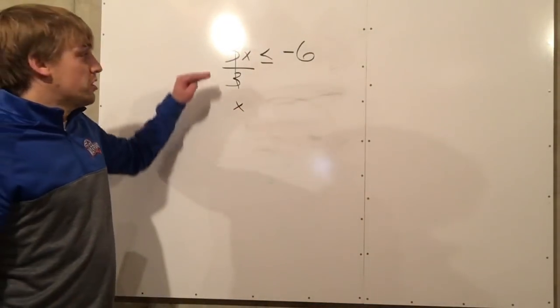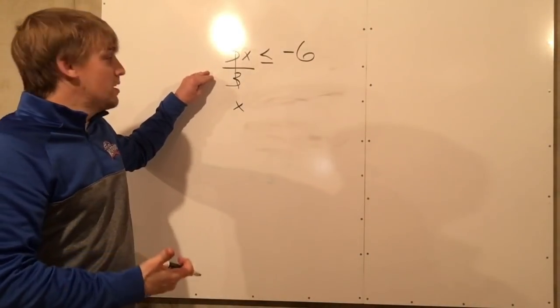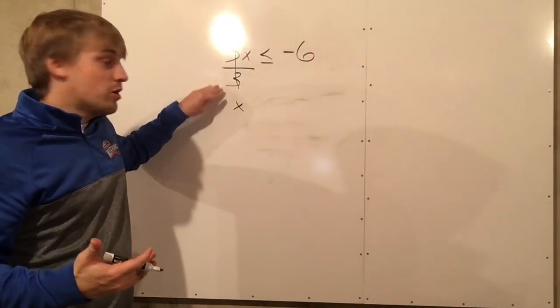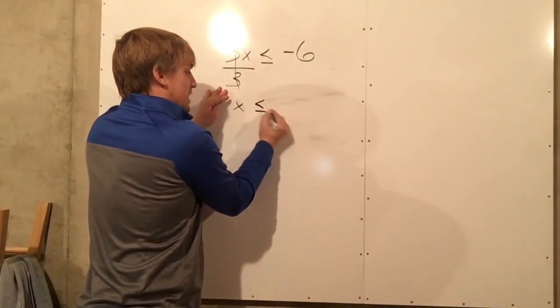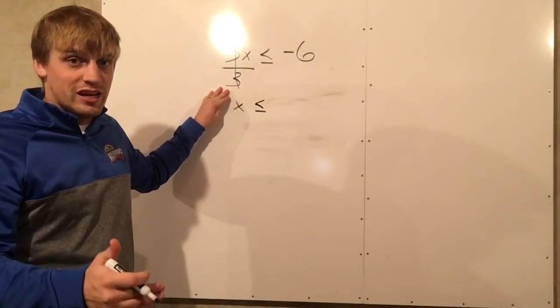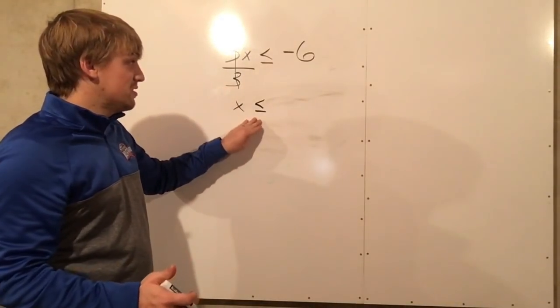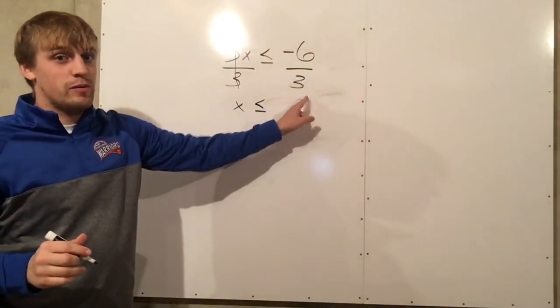Okay, we are dividing, now this is where you ask yourself, are you dividing by a negative number? We are not dividing by a negative number. So this is going to stay the same because we're not dividing or multiplying by a negative. So it stays the same. What you do to one side, you do to the other. So -6 divided by 3.